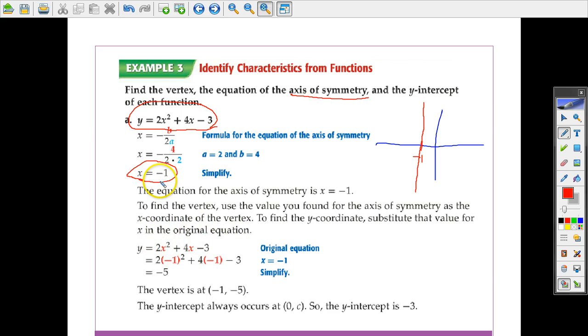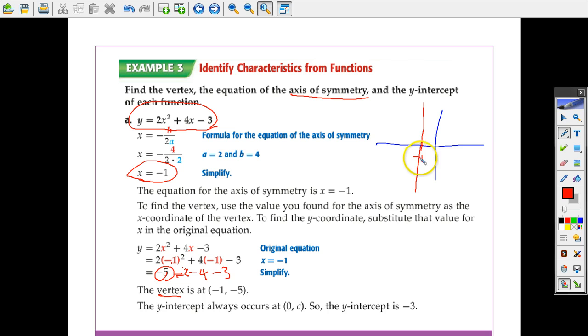So I found x equals negative 1. Back in here, I'm going to put negative 1 here and negative 1 there. So 2 times negative 1 squared. Negative 1 squared is 1, so 2 times 1 is 2. And then 4 times negative 1 is negative 4. You have the minus 3. So 2 minus 4 is negative 2, and negative 2 minus 3 equals negative 5. That means y equals negative 5. So when x is negative 1, y is negative 5. That's your vertex right there.